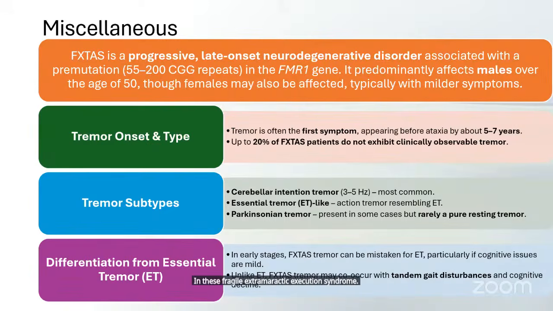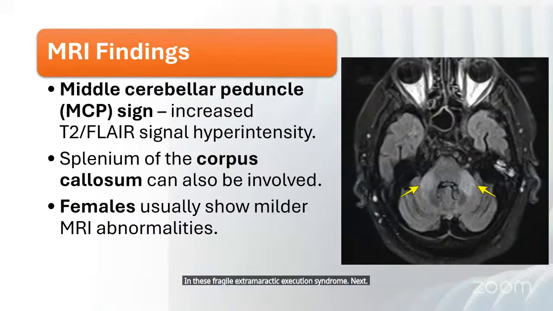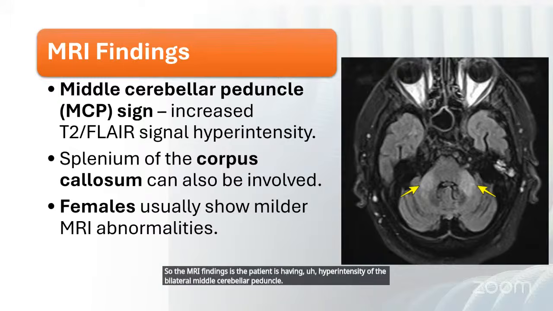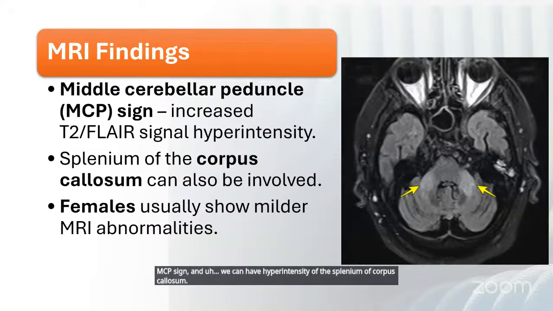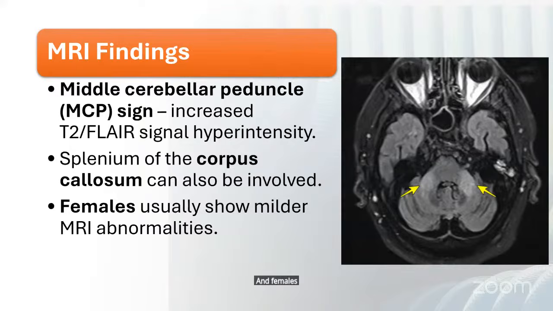So the MRI findings are hyperintensity of the bilateral middle cerebellar peduncle, the MCP sign, and we can have hyperintensity of the splenium of the corpus callosum. Females usually show milder MRI abnormality. Here we can see the hyperintensity of the bilateral middle cerebellar peduncle.